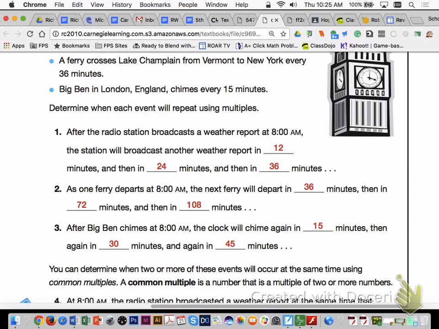For number 1, another weather report will broadcast in 12, 24, and 36 minutes. For number 2, the next ferry will depart in 36, 72, and then in 108 minutes. And for number 3, the clock will chime again in 15, 30, and again in 45 minutes.